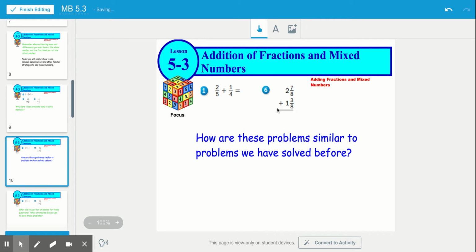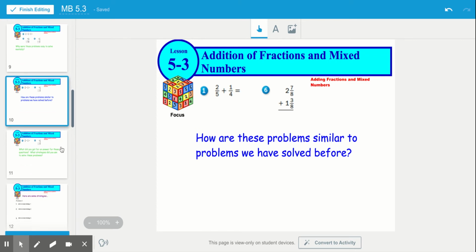In problems 1 and 6, we see we've got 2/5 plus 1/4, and then in 6, we've got 2 and 7/8 plus 1 and 3/8. How are these problems similar to problems we have solved before? Think to yourself, ask yourself that question, see what kind of answer you come up with to help you in your thought process here.